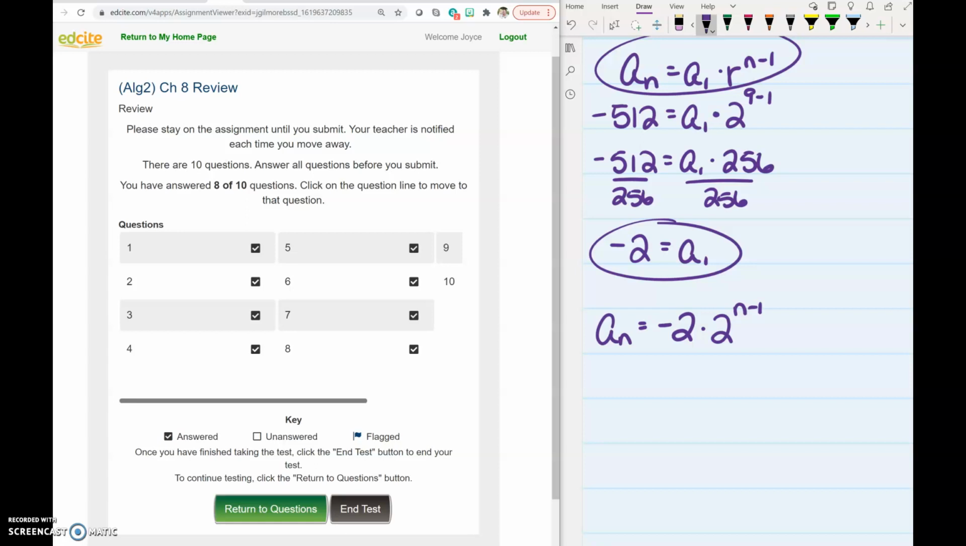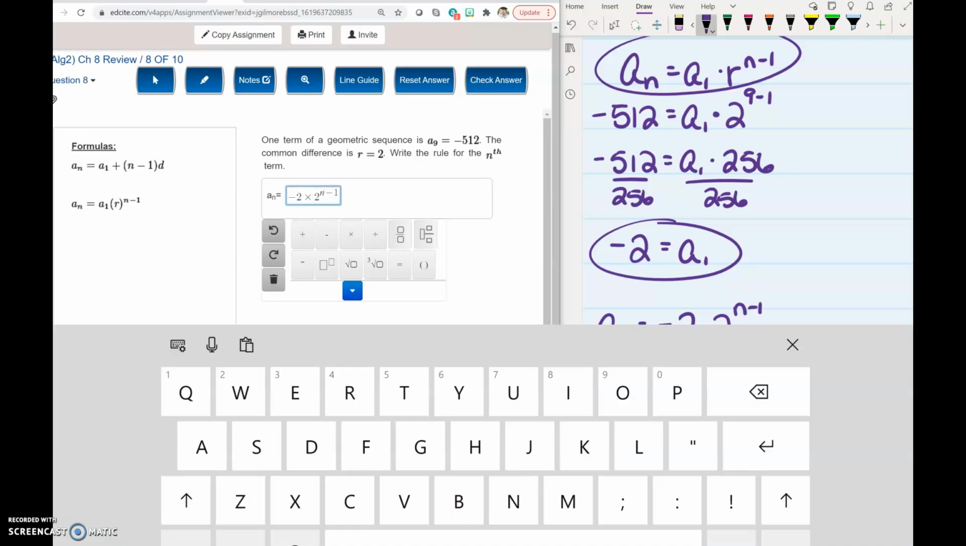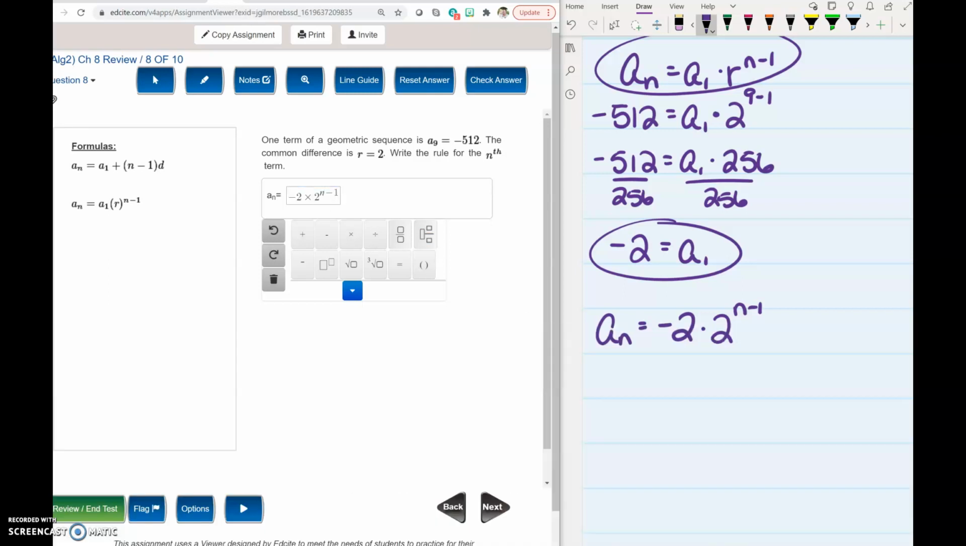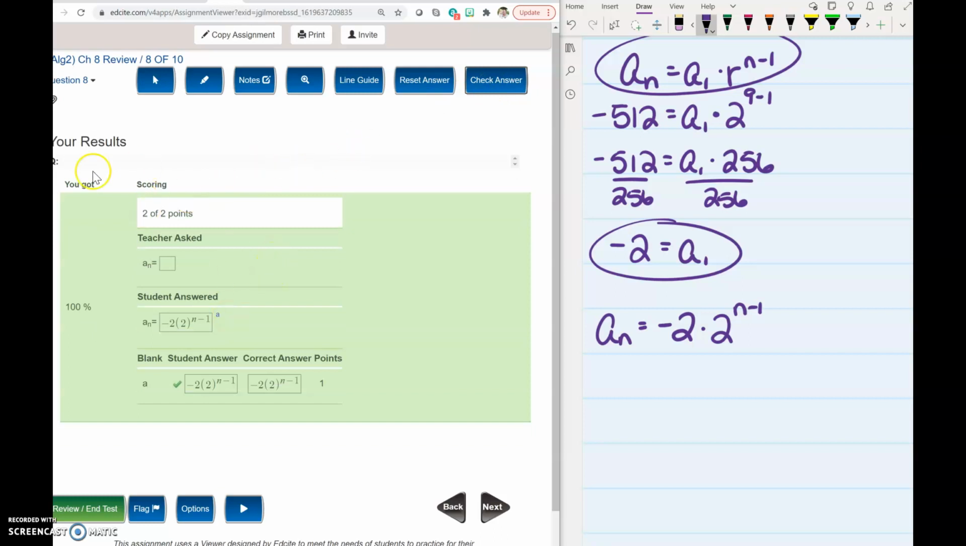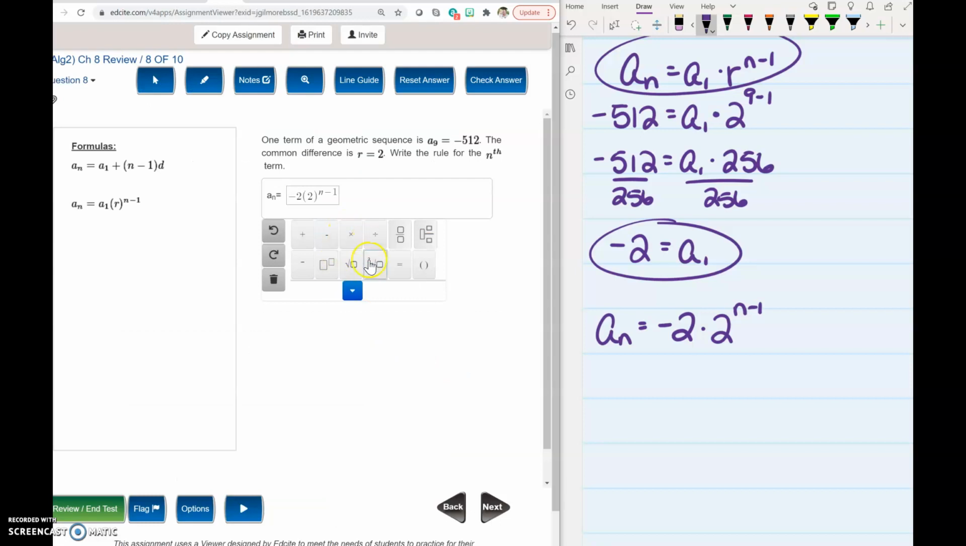I want to go back to that question. Which one was that? That was question 8. I'm going to try to clear this out, and I'm going to check just a different way of doing this. So if you wanted to use parentheses instead, you could do -2 parentheses 2, and then outside of the parentheses raised to the n minus 1. And I believe it will check that as correct as well. Let's do our check answer button and find out. Yes, that counts it as correct as well. So you can enter this using the times button or parentheses. Either way, it will count both as correct.